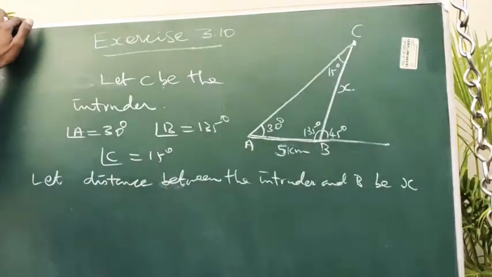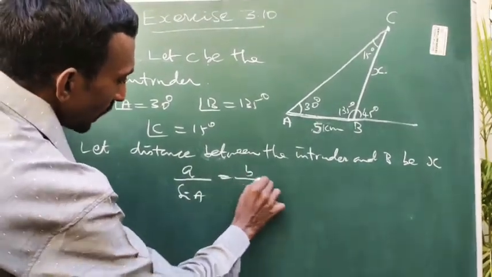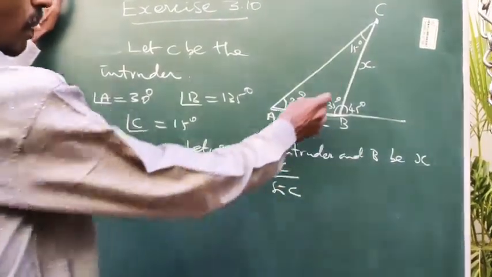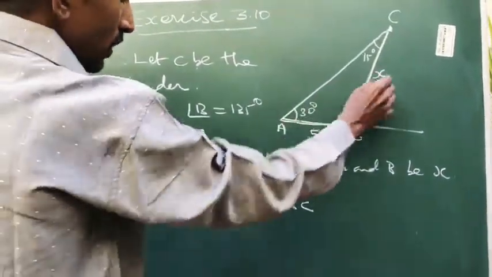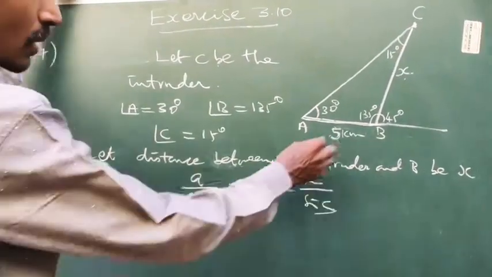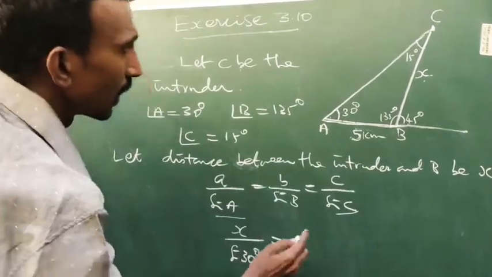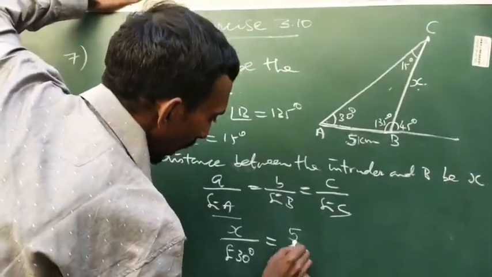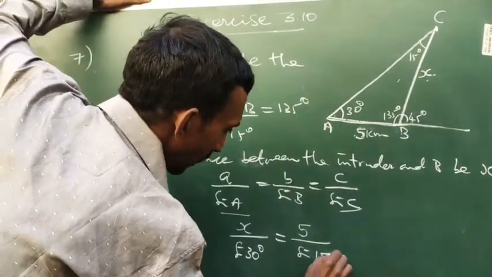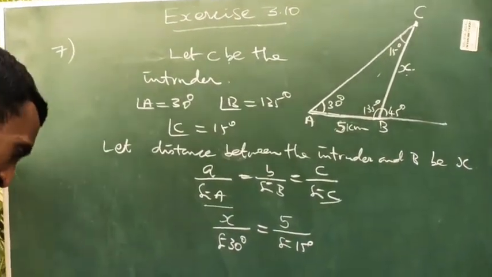Listen, my dear student, we have the sine formula: a by sine A equal to b by sine B equal to c by sine C. Here, just opposite, it is C and this is A. So compare the first and third: a by sine A equal to c by sine C. Here a is X. X by sine 30 equal to what is c? 5, by sine of the angle, sine 15 degrees. So X by sine 30 equal to 5 by sine 15.